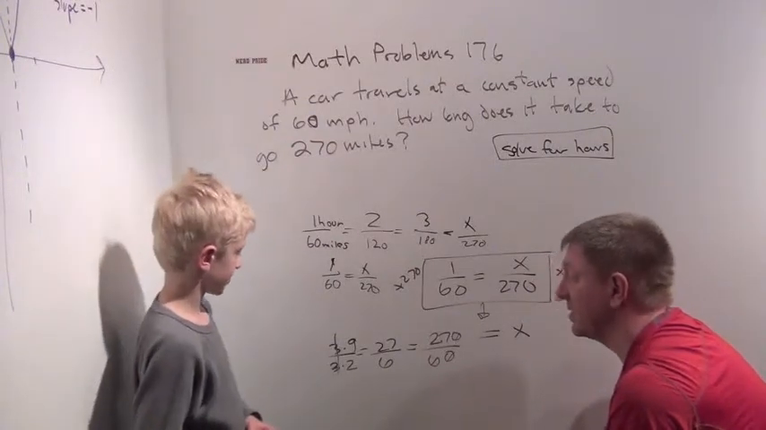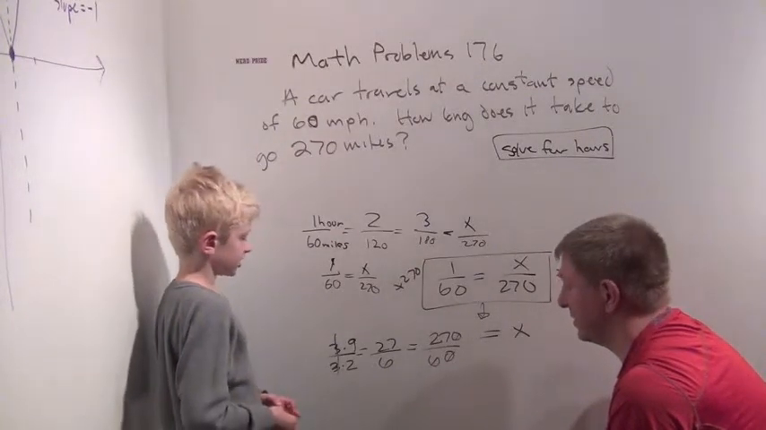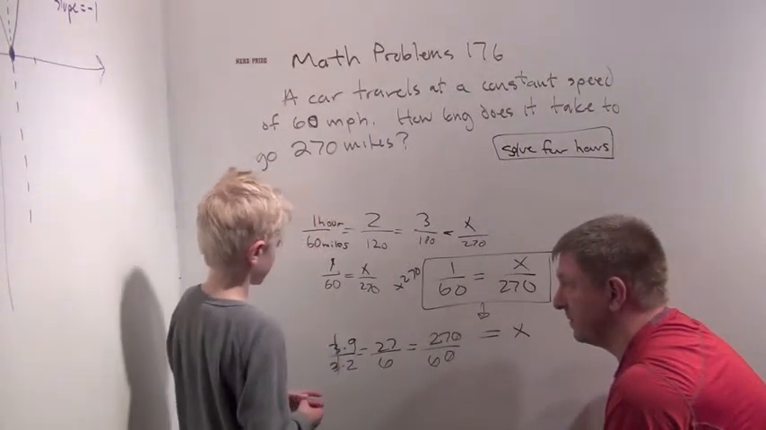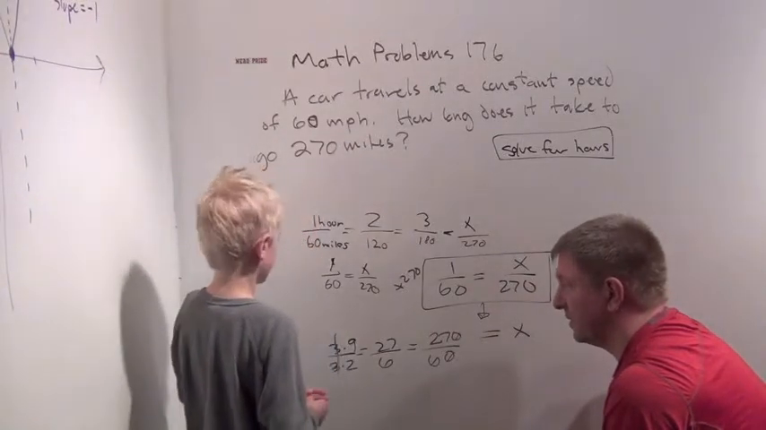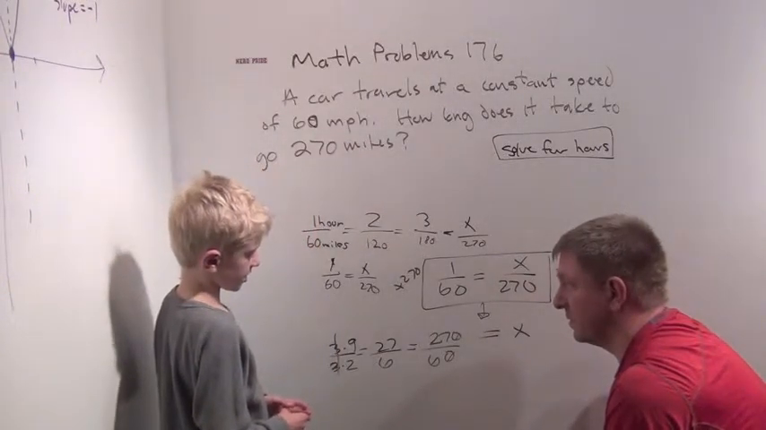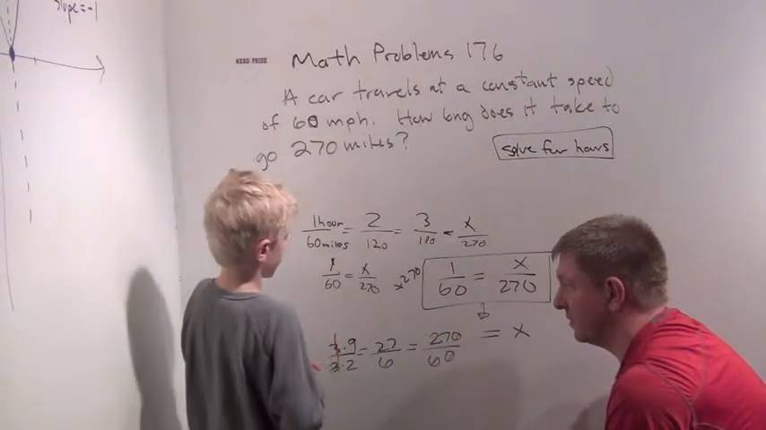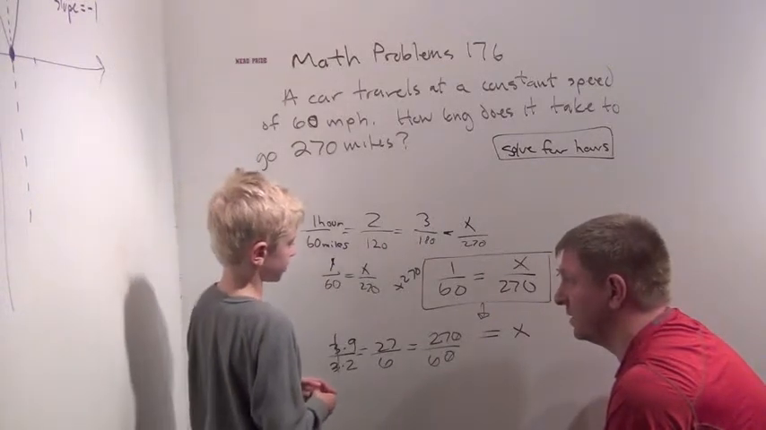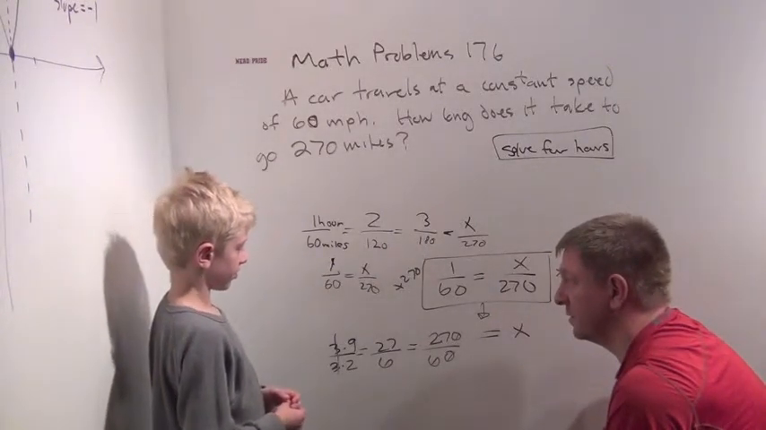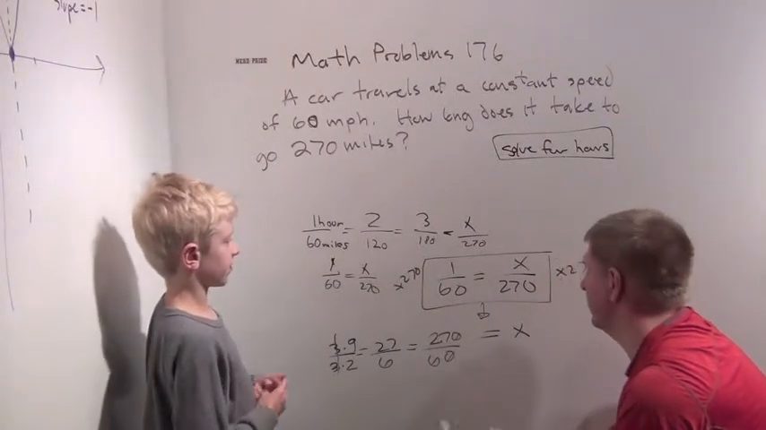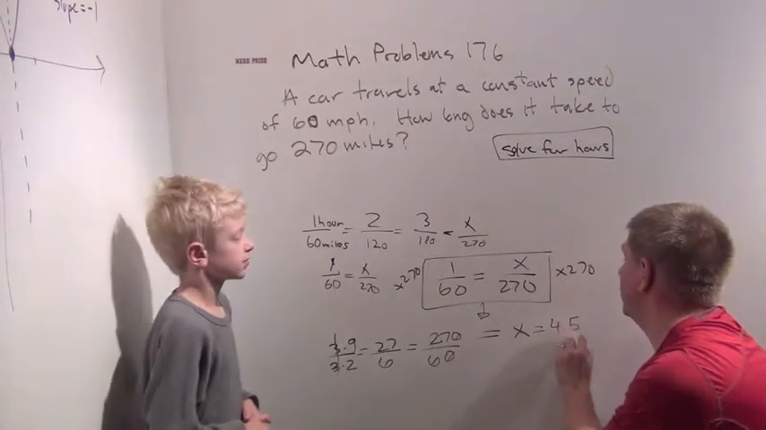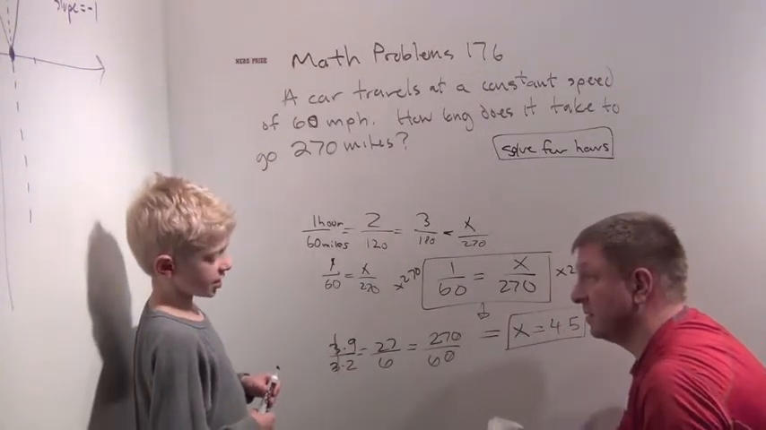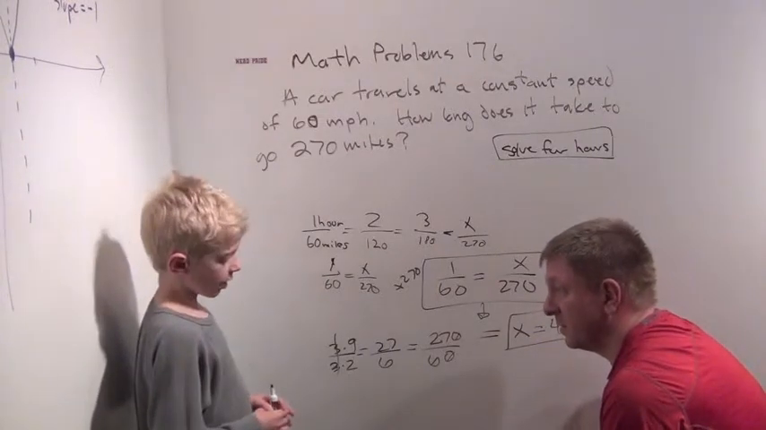Which is what as a decimal? It's 0.5 times 9, which is 4.5. There you go. 4.5 hours, which is how many hours and then how many minutes? Which is 4 hours and 30 minutes.